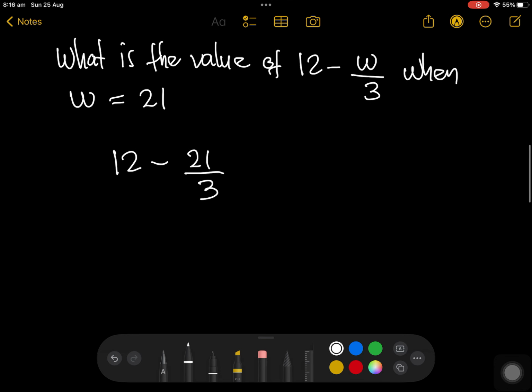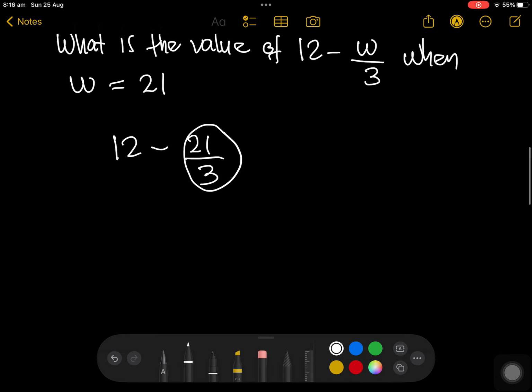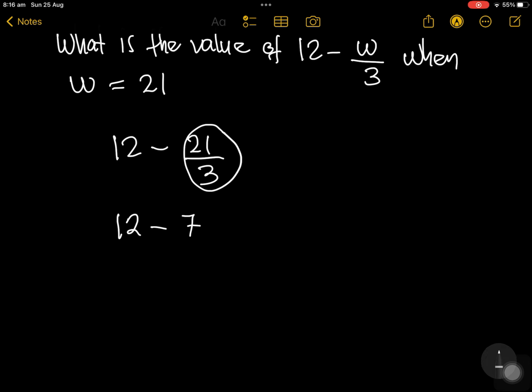Okay, so in this case, you have to apply your order of operations. So in this case, we have to divide first before we subtract. So this is 12 minus 21 divided by 3 is 7. And then 12 minus 7, that is equal to 5. All right, so that is the value of the expression 12 minus w over 3 when w is equal to 21.